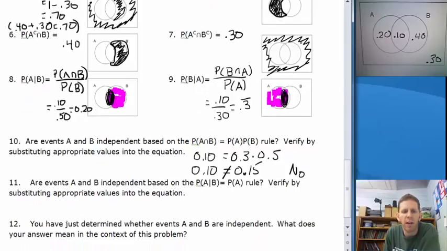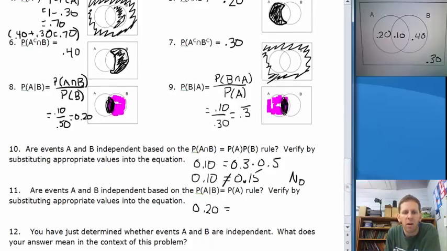Now you could also verify using this other conditional probability rule. We said in number 8 the probability of A given B was equal to 20%. If the events are independent, this should equal the probability of A. We already know that's equal to 30%. These values are not the same, so the events are not independent by that rule either.